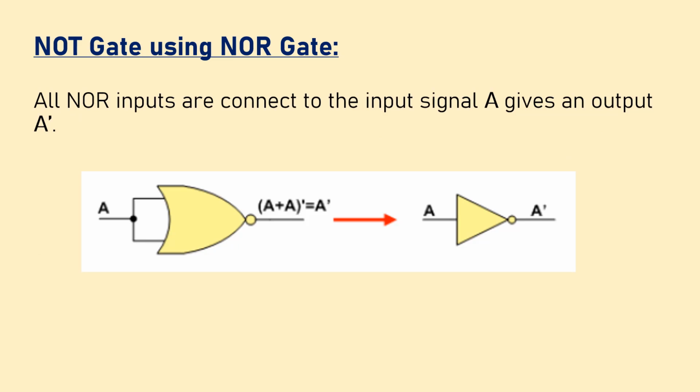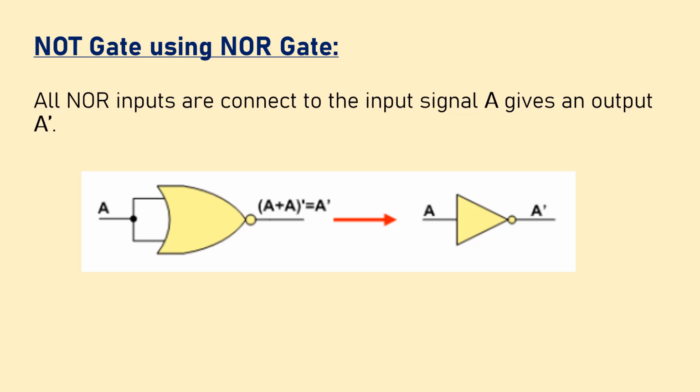Again, like the NAND gate, only input A is connected to both inputs of the NOR gate, and as an output it produces (A or A) whole complement. According to the law of Boolean algebra, A or A is equal to A. So instead of writing A or A, we can write A, and since there is a complement, it goes A complement.